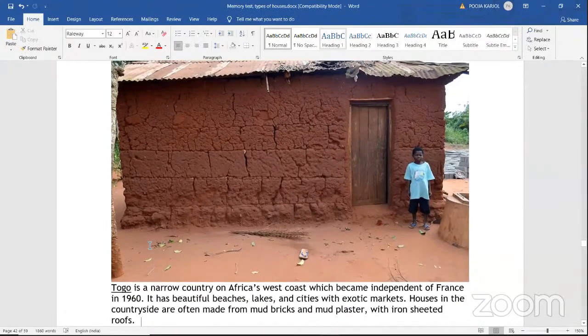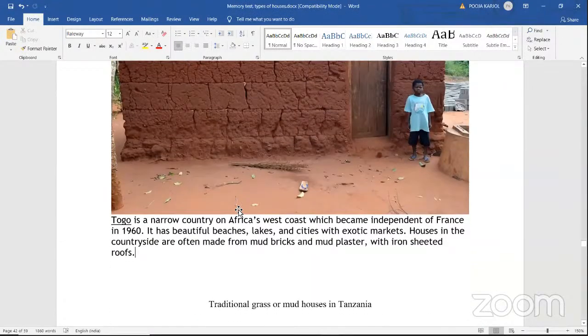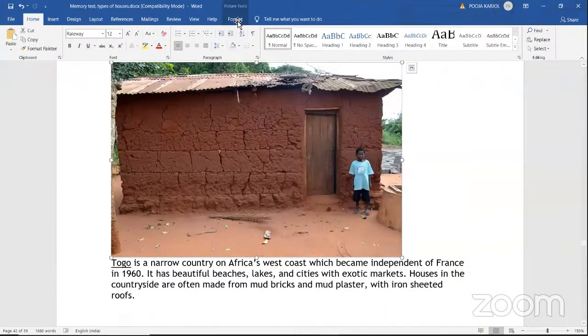Togo is a narrow country on Africa's west coast, which became independent of France. It has beautiful beaches, exotic markets and cities. Houses in the countryside are often made of mud bricks and red plaster with iron sheeted roofs.